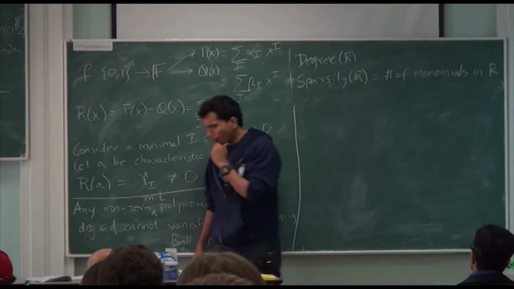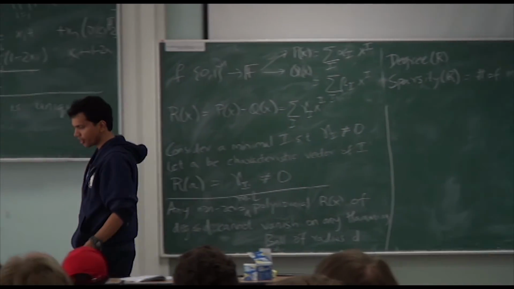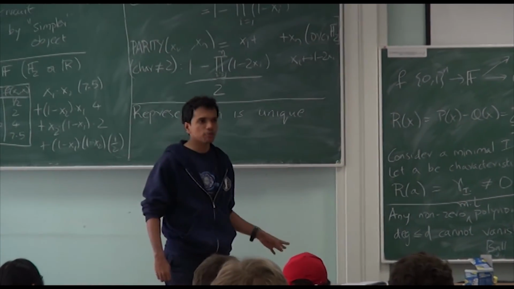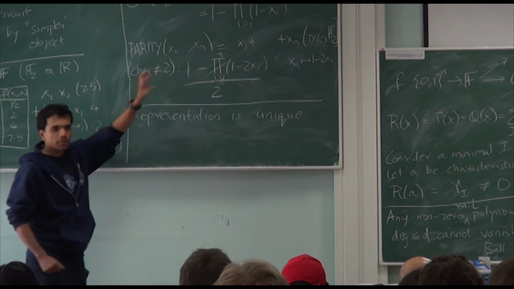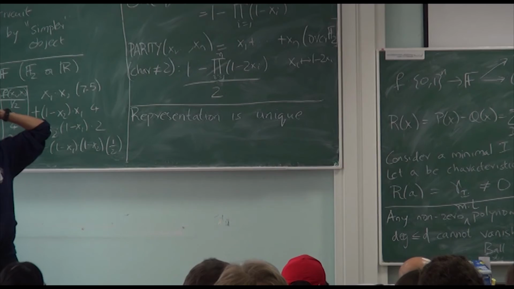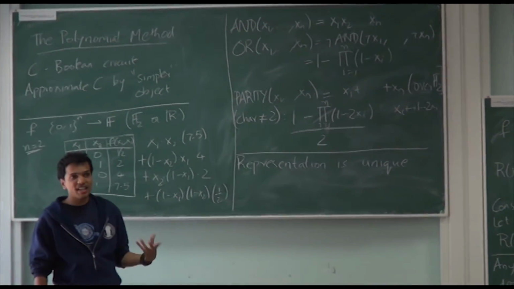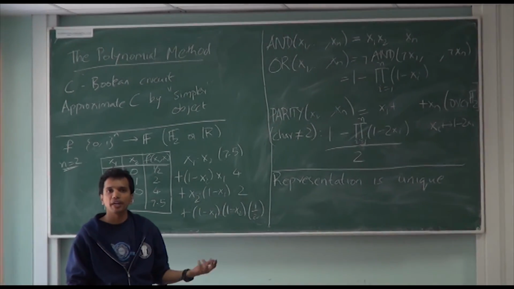Right. So back to polynomials. We want to represent Boolean functions by polynomials, low degree, low sparsity. But the not so nice thing about this kind of exact representation is that such concise representations of this form are hard to come by.